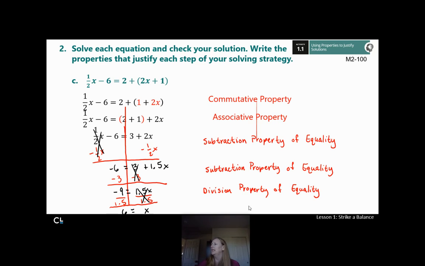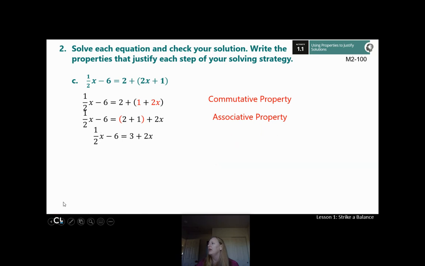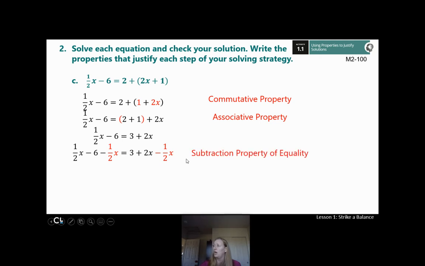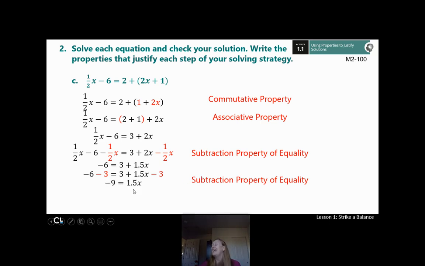You know what? I like my box method, but I just want to show you the format the book uses. They did the same thing we did, but I want you to see that format so that you can get more used to it. They subtracted 1/2 x from both sides using the subtraction property of equality. Subtracted 3 from both sides, again, subtraction property of equality. And then last but not least, divided by 1.5 for the division property of equality. And again, got an answer of -6. I didn't put a negative on my 6, did I? It's a -6. Sorry.